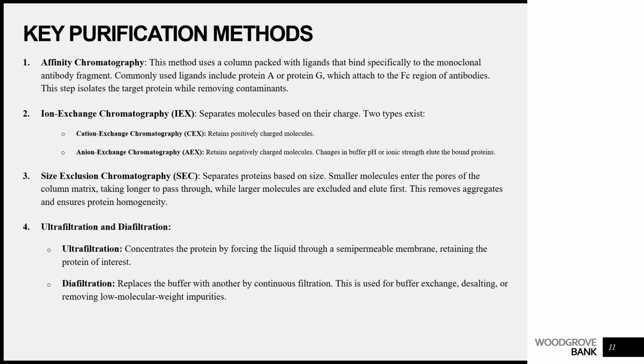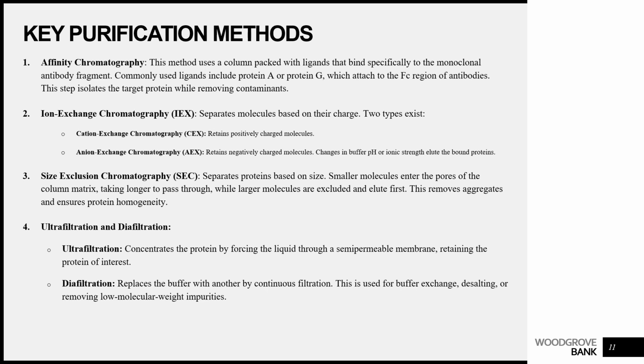So chromatographic methods are something that is routinely used: ion exchange chromatography, size exclusion chromatography, and also your filtration. So there's ultrafiltration and diafiltration. Ultrafiltration is more about concentrating the protein, and diafiltration is also about concentrating the protein, but replacing the buffers by continuous filtration. So it's like a buffer exchange, and it can be useful for removing low molecular weight impurities.